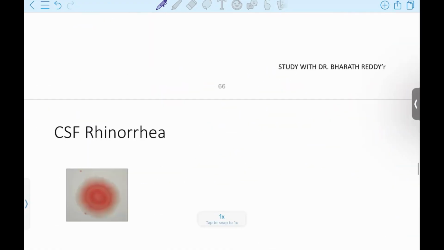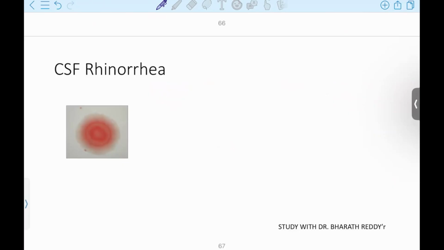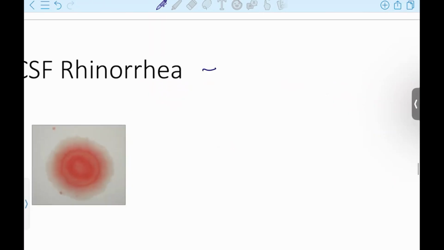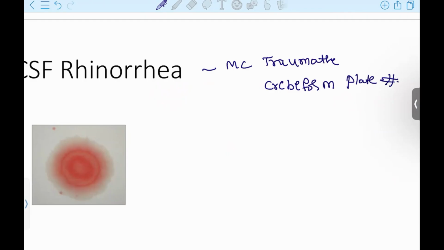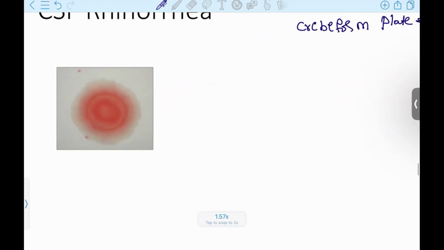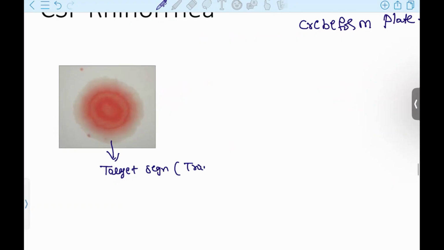Okay. Next one, CSF rhinorrhea. So CSF rhinorrhea is most commonly due to traumatic conditions only. Head trauma, or the patient is having cribriform plate disturbance. Okay, a cribriform plate fracture will be leading to CSF rhinorrhea. What is this sign, guys? This was asked twice in the last two exams. So this is known as the target sign. So a question can also be asked, target sign is seen in which condition? It is seen in the traumatic condition only.